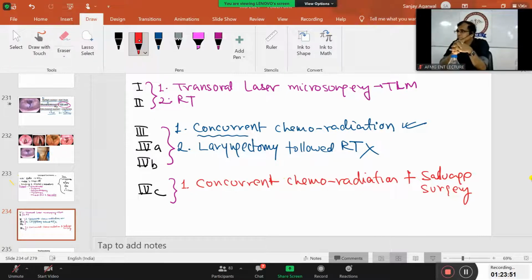Salvage surgery means the tumor is very big and you can't remove it with surgery, but in big tumors radiotherapy and chemotherapy are not effective. So we decrease the size. It is not going to remove the tumor, but at least radiotherapy and chemotherapy is going to be effective on that. So that's called salvage surgery. We make the size smaller so that chemoradiation is effective. We are not removing the tumor, we are just decreasing the size. So that's called salvage surgery.